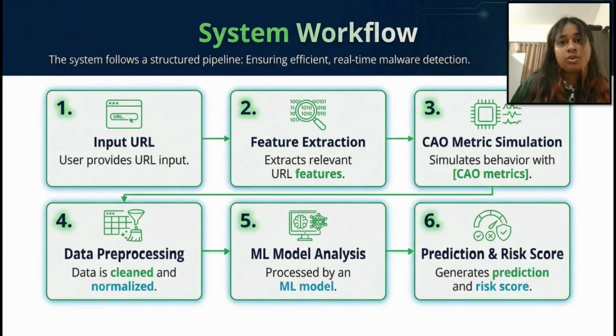This slide shows the overall system workflow. The process starts with user input in the form of a URL. Then we extract important features such as length, entropy, and special characters. Based on these, CAO matrices are generated to simulate execution behavior. The data is then pre-processed and normalized before being passed into the machine learning model. Finally, the system produces a prediction along with a risk score.